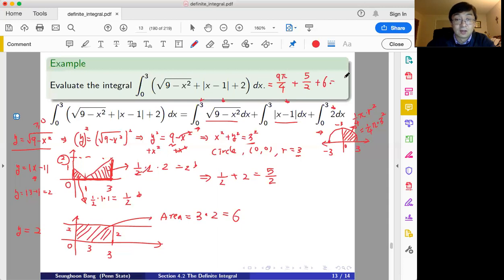So you can add 6 and combine. What is the final answer? 9 pi over 4 plus 5 over 2 plus 6 is 17 over 2. 17 over 2. So that's it. This is the final answer of this question. This is the whole idea: only distribute the integral. You can calculate each integral separately. Next, add all the definite integrals.